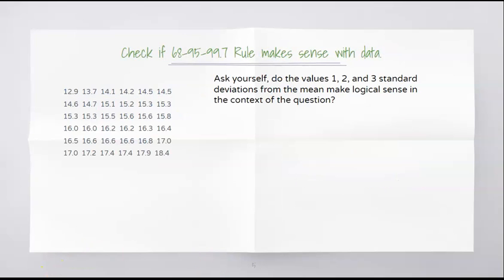All right, so the third way we can look at this data and determine if it's normal enough to proceed is check it with the empirical rule, the 68, 95, 99.7 rule, and see if it makes sense. So what I mean by that is, does it make sense that values 1, 2, and 3 standard deviations from the mean are logical in the context of the question? So revisit this. The mean of our sample was 15.84. The standard deviation of our sample, we put it in the calculator, was 1.241.